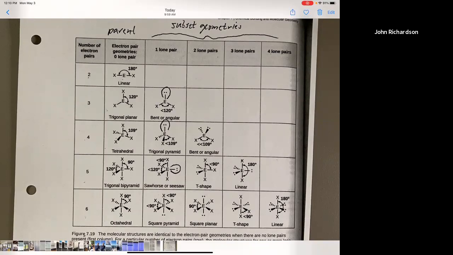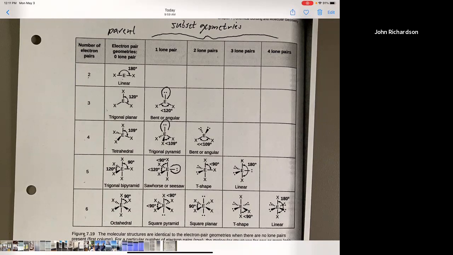So we talked about the linear, the trigonal planar, the tetrahedral, the trigonal bipyramid, and the octahedral geometries. Those were our parent geometries we introduced in the video. Now, I also mentioned to you in the video that several of these, actually 4 out of the 5 of them, have what we call subset geometries. Where the subset geometries come from is when we have a non-bonding or lone pair of electrons on the central atom, 1 or more of those. So basically what ends up happening is we have a parent geometry, but then we have a subset of the parent geometry that comes about.